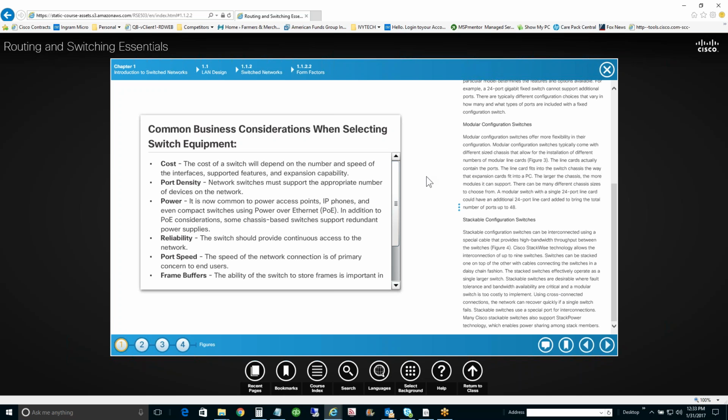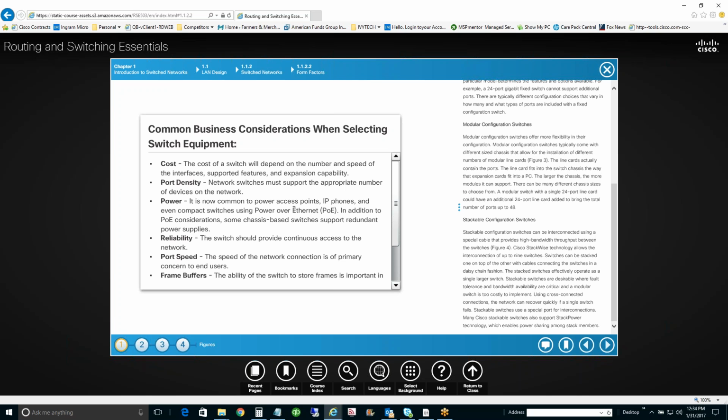So the considerations in selecting a switch: obviously you've got to look at cost, number one. The cost of the switch depends on a lot of different things, and you know, the type, the speed that you need, the interfaces, the supported features, and the expansion capability that you want within that particular switch. Port density is also very important. Network switches must support the appropriate number of devices on the network. A switch isn't going to do you any good if it hasn't got enough ports to hook everything up.